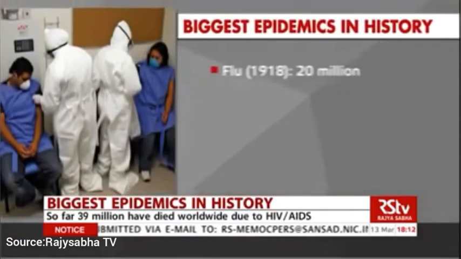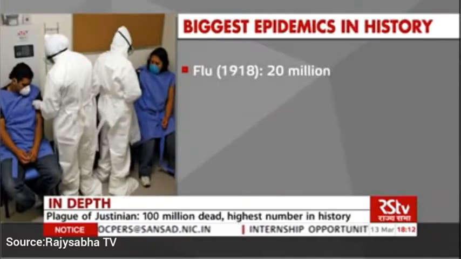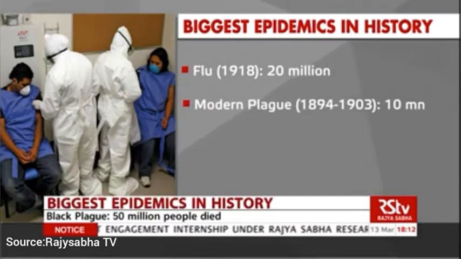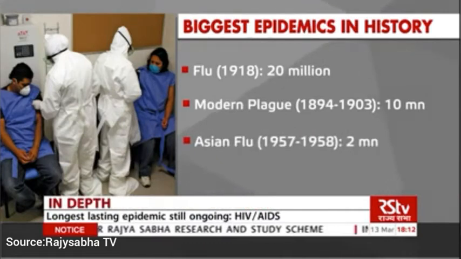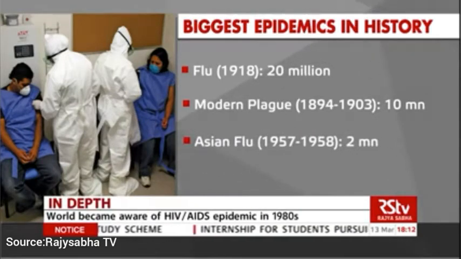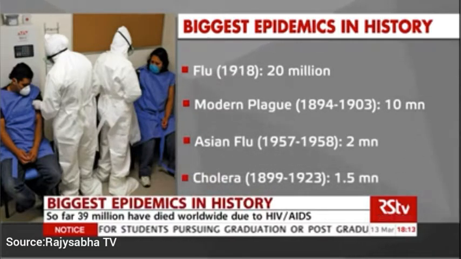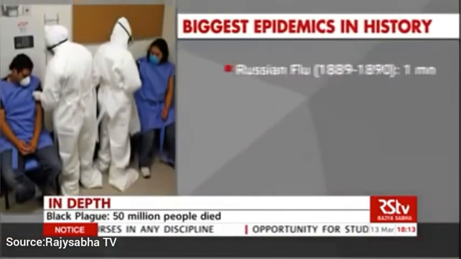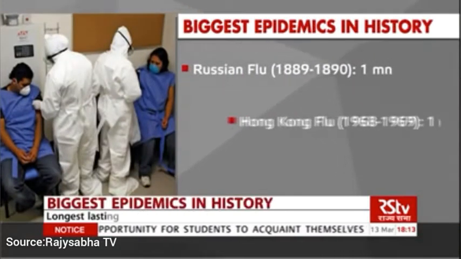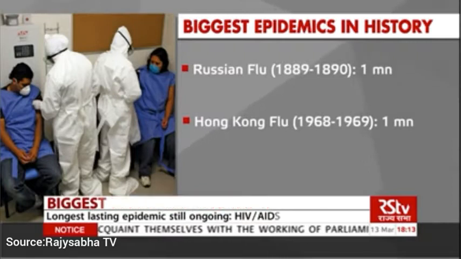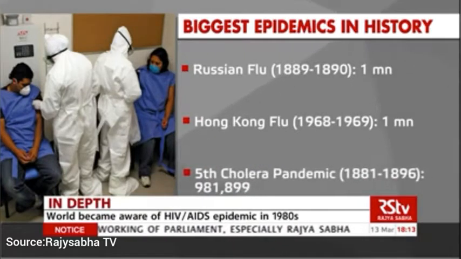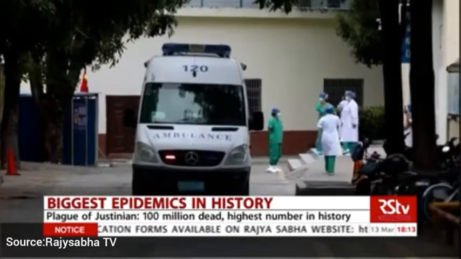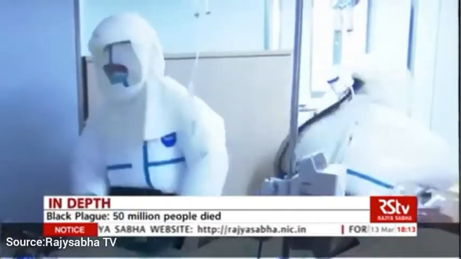Other epidemics that have resulted in numerous deaths include the 1918 flu that resulted in 20 million people dying, the modern plague of 1894 to 1903 that caused the death of 10 million people, the Asian flu of 1957 and 1958 that killed 2 million people, the sixth cholera pandemic that resulted in the deaths of 1.5 million people between 1899 and 1923, the Russian flu that killed 1 million people from 1889 to 1890, the Hong Kong flu that killed 1 million people from 1968 to 1969, and the fifth cholera pandemic from 1881 to 1896 that also killed nearly 1 million people.